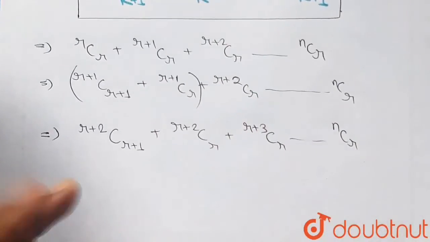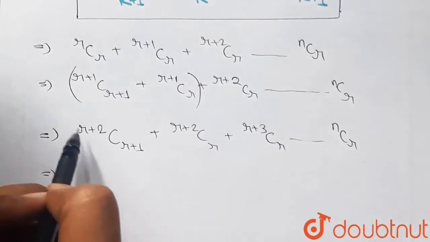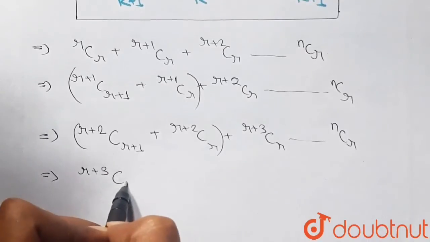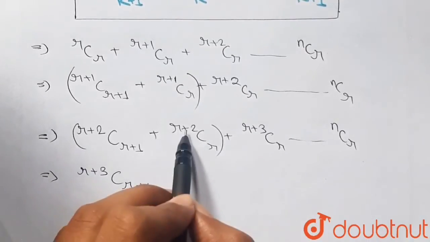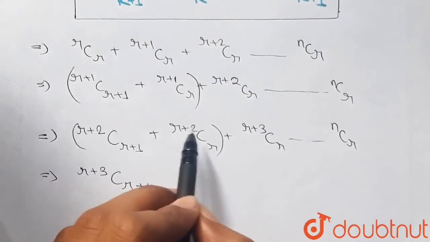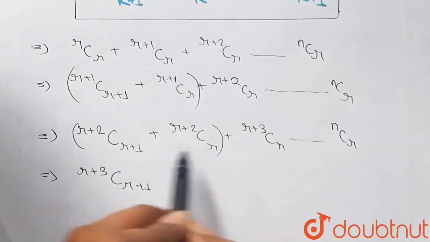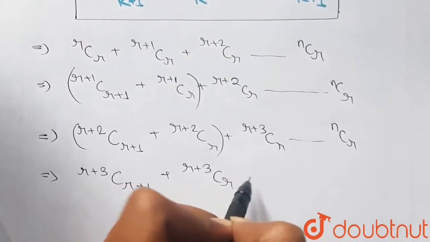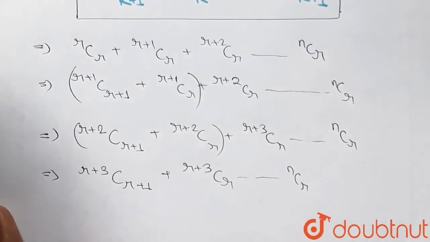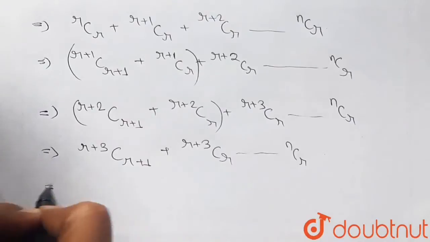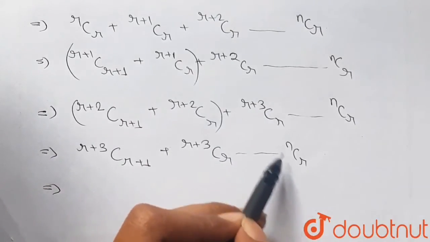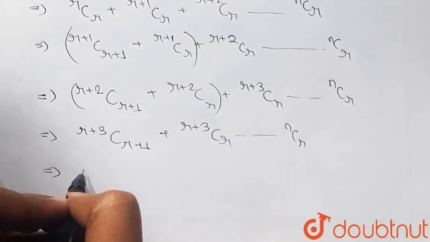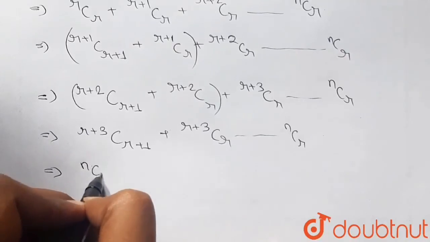Now again, using the same second identity, I can write these two terms as (r+3)C(r+1), right? Because r+2 and r+2 are the same, so I can write them as r+2 plus 1. So it is r+3, and among r and r+1 I will take the bigger one, so r+1, and the rest (r+3)Cr up to nCr. So similarly we can do this till the last term.